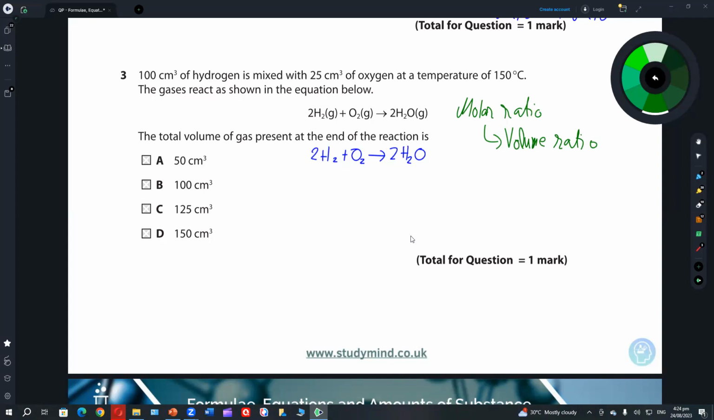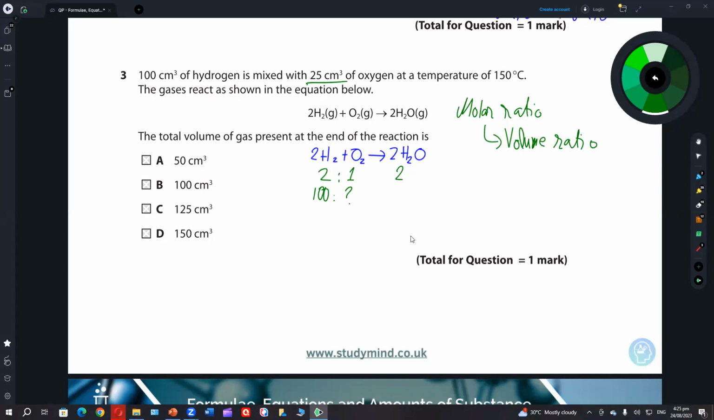So what is the ratio? Let me write the ratio for you. 2:1 gives me 2. 100 cm cube of hydrogen is mixed with 25 cm cube of oxygen. This is a trick because the ratio is 2:1. 100 cm cube of hydrogen needs how much oxygen? 2 units of hydrogen need 1 unit of oxygen. So by rule, 100 cm cube of hydrogen will need how much oxygen? 50. Very good.